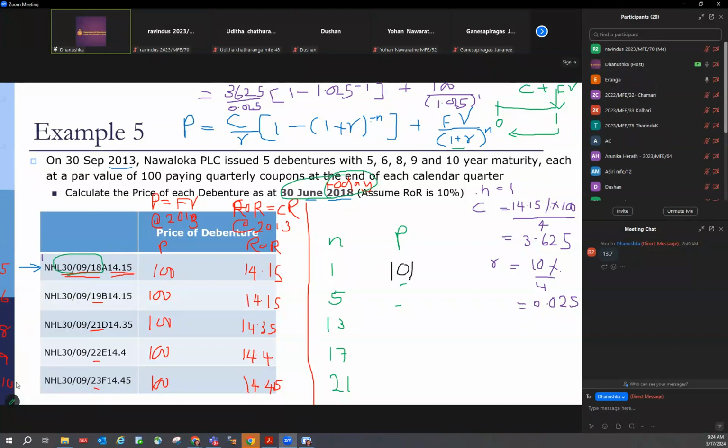Madam, the coupon, 14.15 divided by 4, it's 3.5375. Is that so? Okay. Yes, my mistake.